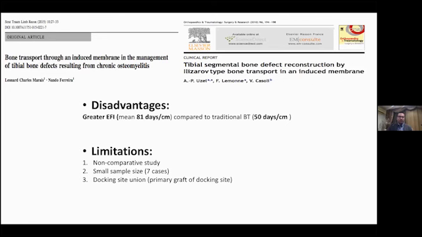The main limitations were that these studies were non-comparative, as they did not compare this new technique with a conventional bone transport technique. Also, the sample size was small, with only 7 cases included. Also, they did not address the docking site union problem, as primary bone grafting of the docking site was done in all the cases in this study once the transport segment had reached the docking site. Thank you. Could you please stop sharing?